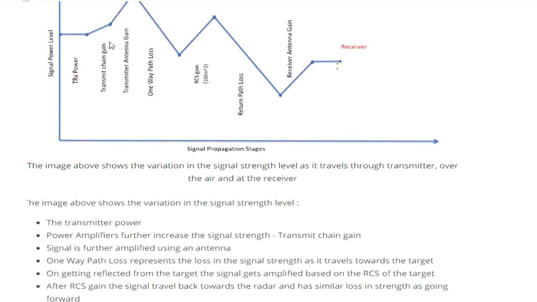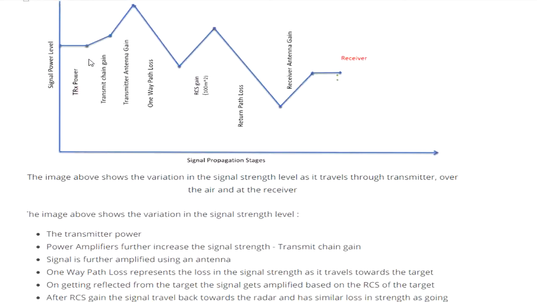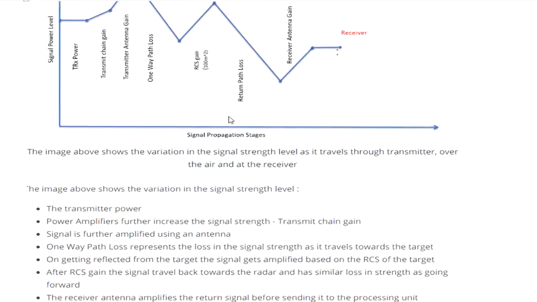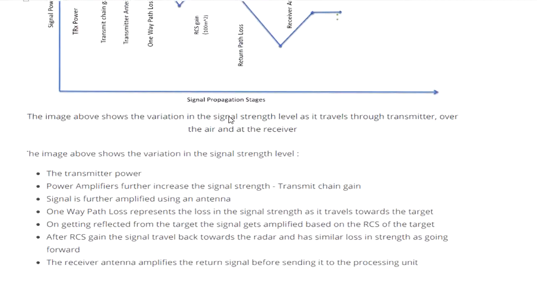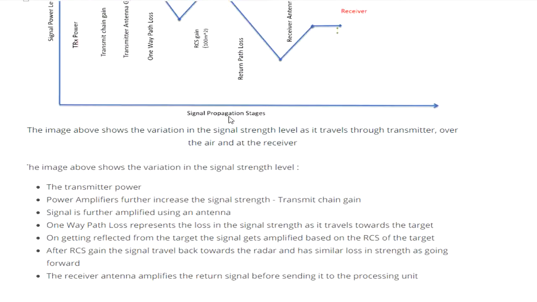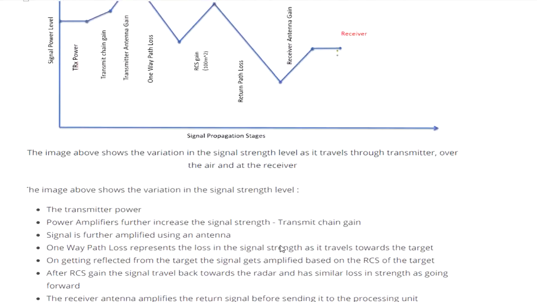So the transmitter power right here, the power amplifier, further increases the signal strength, right? The signal is further amplified using the antenna. So the one-way path loss represents the loss of signal strength as it travels towards the target, and once reflected from the target, the signal gets amplified based on the target's RCS. After the RCS gain, the signal travels back towards the radar and has a similar loss in strength as going forward. The receiver antenna amplifies the return signal before sending it to the processing units.